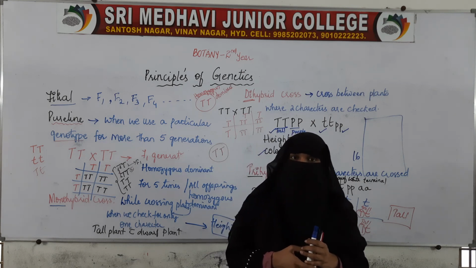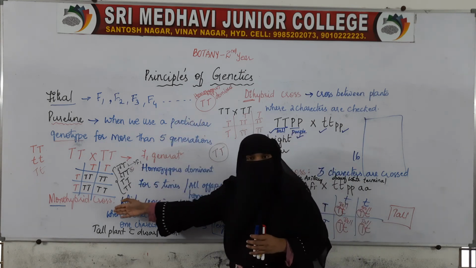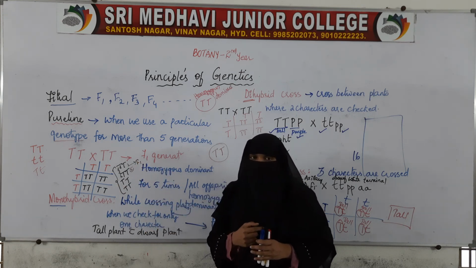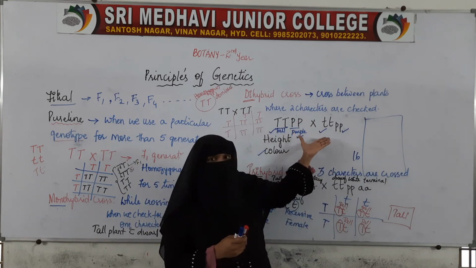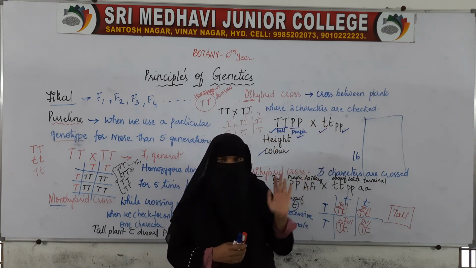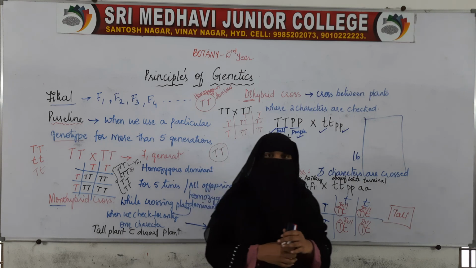In the next class, we will see in detail what a monohybrid cross is and what the genotypic and phenotypic ratio is, what a dihybrid cross is and what the genotypic and phenotypic ratio is, and what a trihybrid cross is. So we will see in the coming classes.